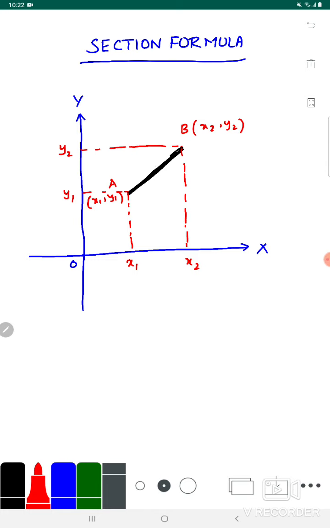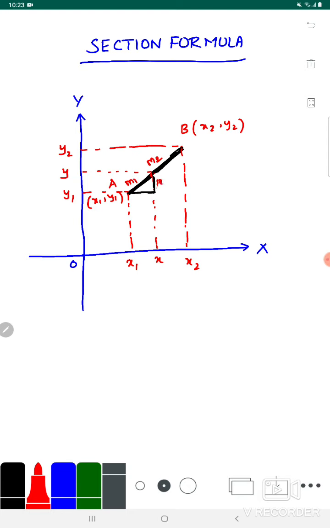Now, let me take a point P. Okay, let us say this has travelled a distance of x and it has travelled a distance of y on the y axis. Also, this point P divides the line segment AB in the ratio m1 is to m2, right. Now, if you observe carefully, this again I will form as a right angled triangle over here. Let us say A, P, Q.